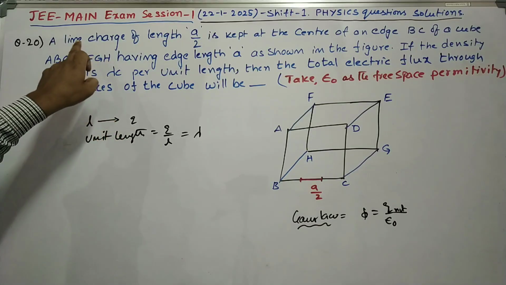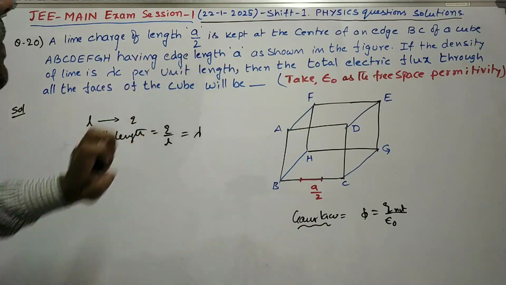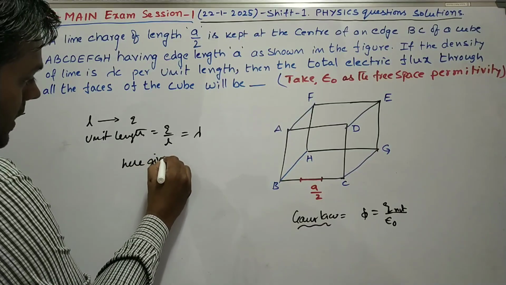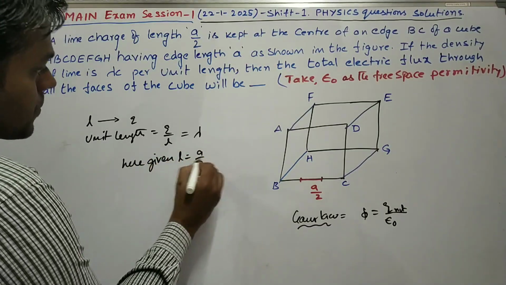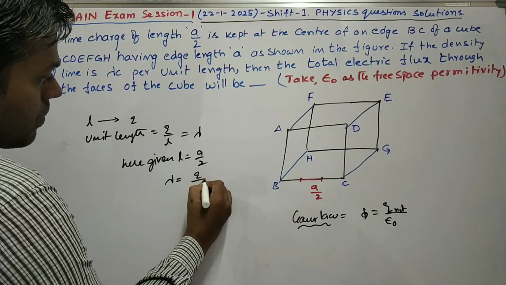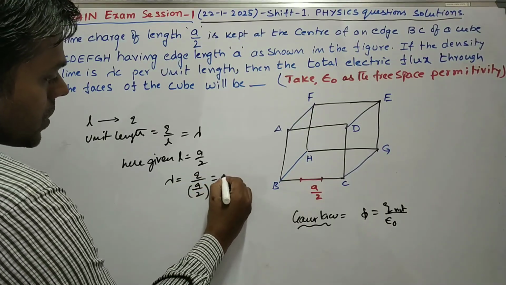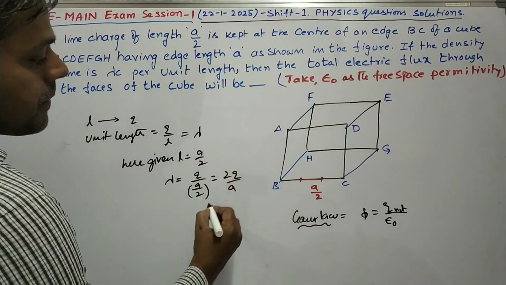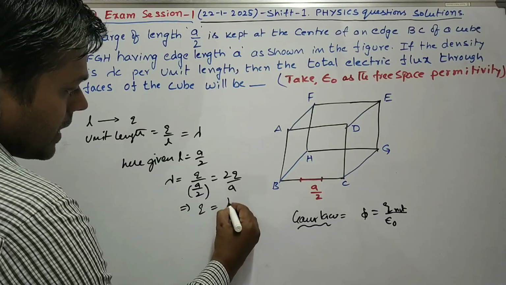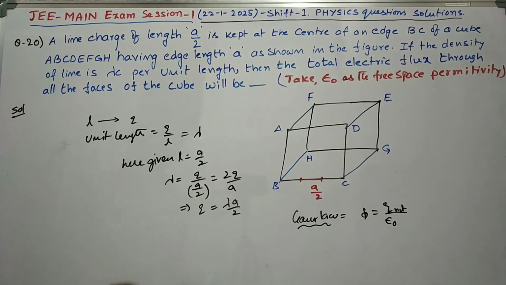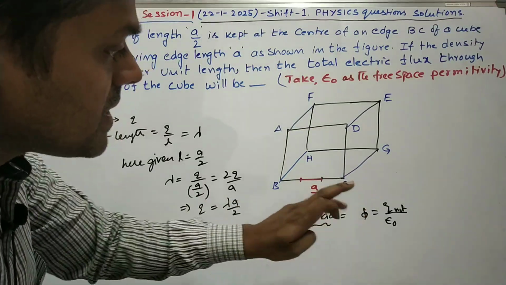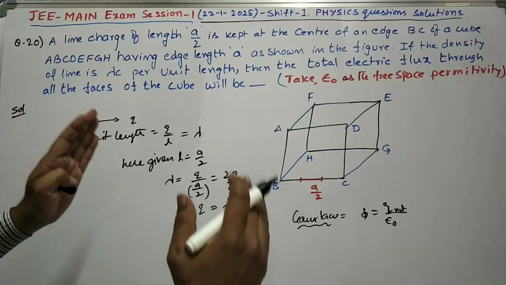Here the line charge length is given as A by 2, that means L is equal to A by 2. So the linear charge density lambda is equal to Q by A by 2, which is equal to 2Q by A. That implies the charge enclosed by the surface Q is equal to lambda A by 2.